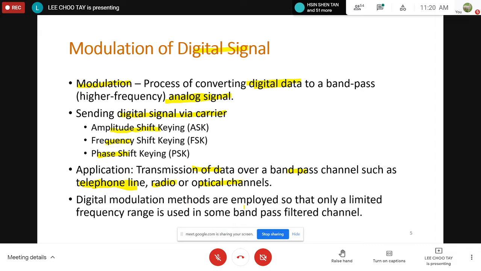We modulate our digital signal so that we limit the frequency range for the data to be transmitted. We limit the transmission of one data to a certain frequency range only, so that a lot of data can be transmitted over the radio frequency spectrum. So it's like FDM in a way, which is frequency division multiplexing.